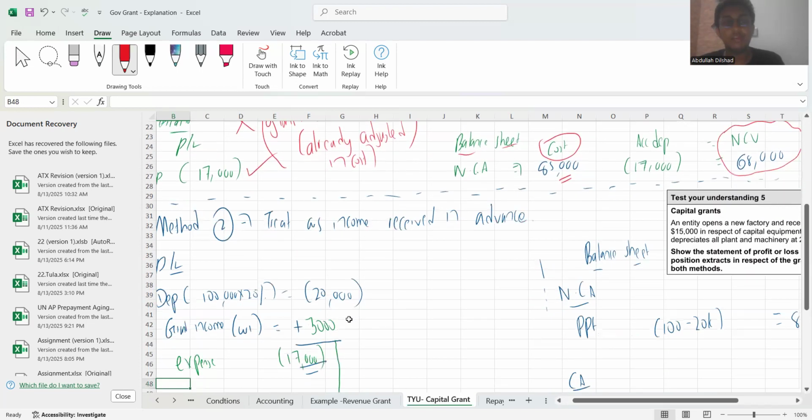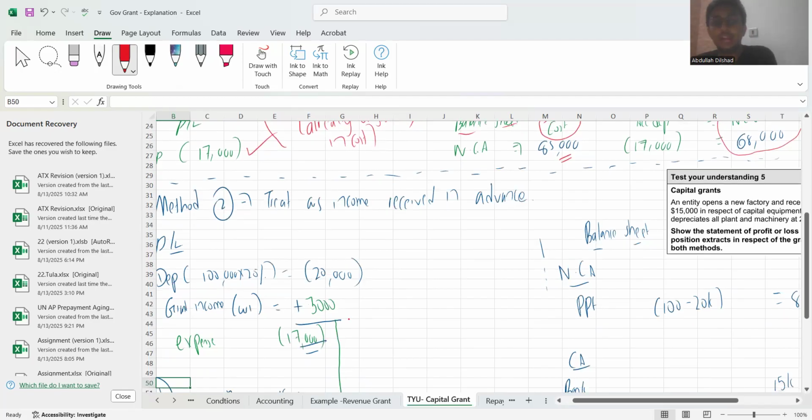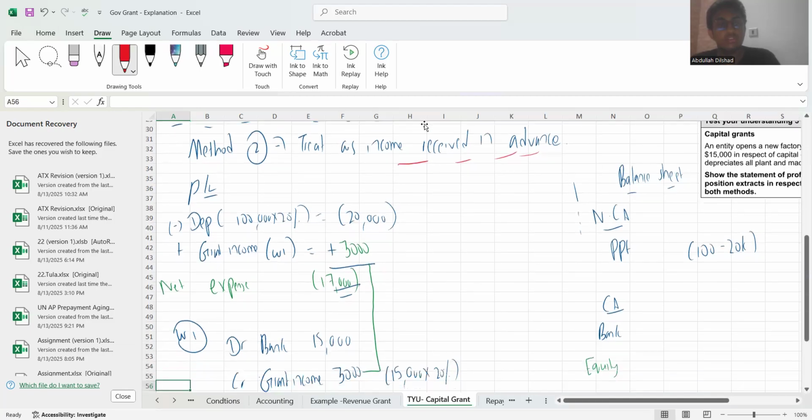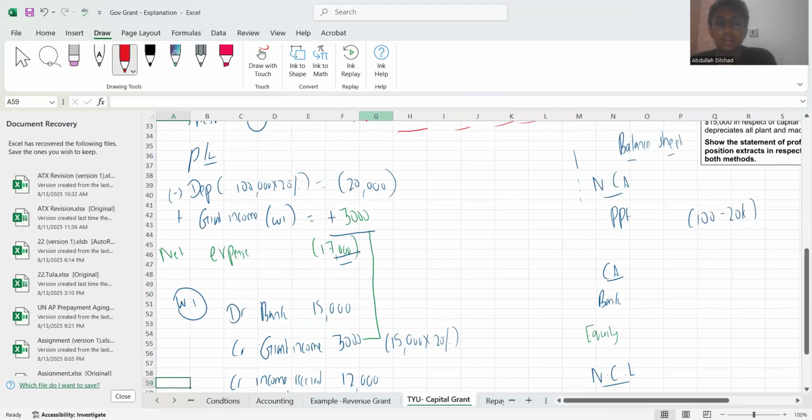Method number two. You have to treat the entire amount as income received in advance. You'll initially be debiting the bank by 15,000 because that was the grant that you received. Now you need to bifurcate, that is, allocate which part is for the current year and which is to be written under income received in advance, under non-current liability and current liability.